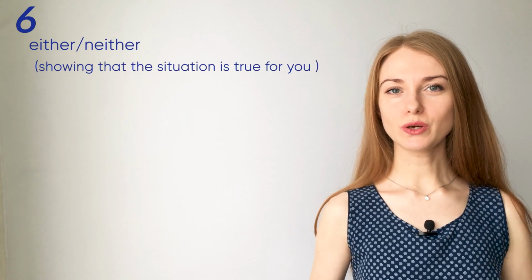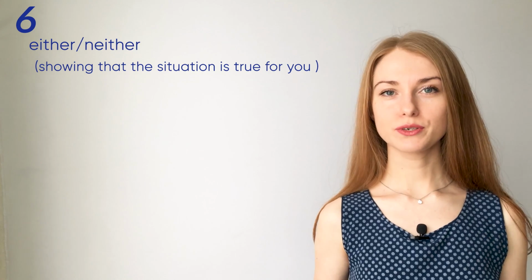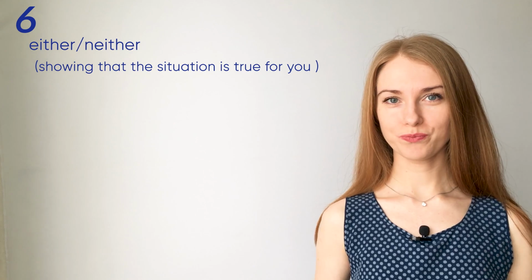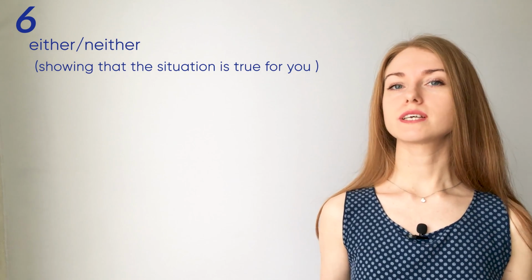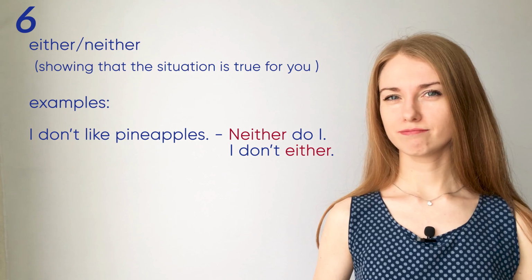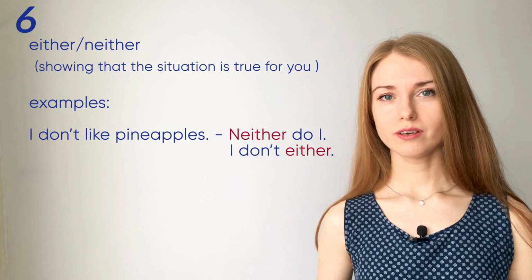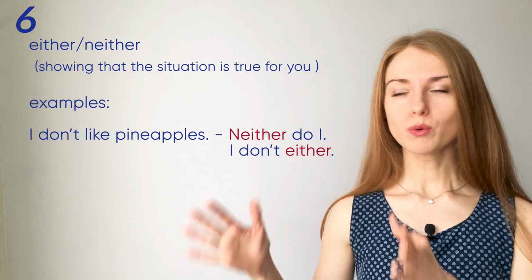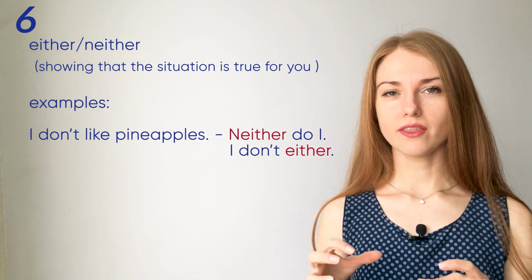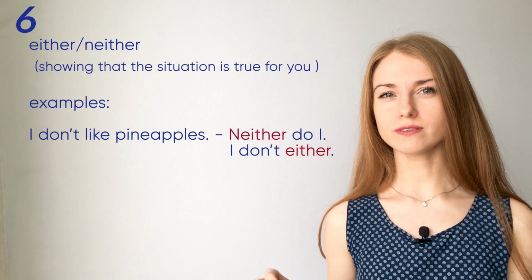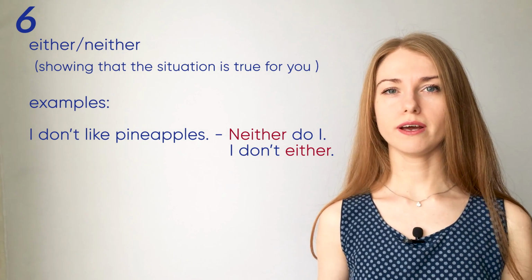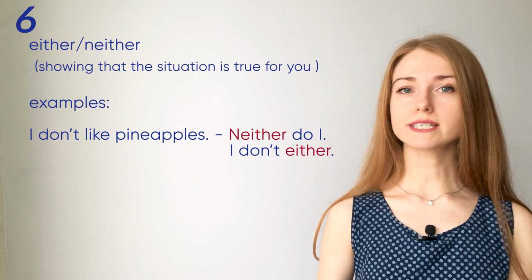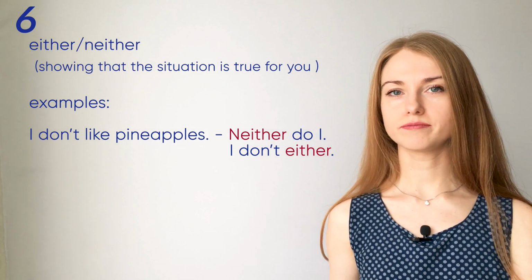Number 6. You can also use either and neither to agree with the negative sentence and say that the situation is true for you. For example, if someone says, I don't like pineapples, and the situation is true for you, you may say, neither do I. Look at the word order here. We put neither at the beginning, then we use auxiliary verb from the original sentence, do, and the pronoun I. Neither do I. Or you can say, I don't either.